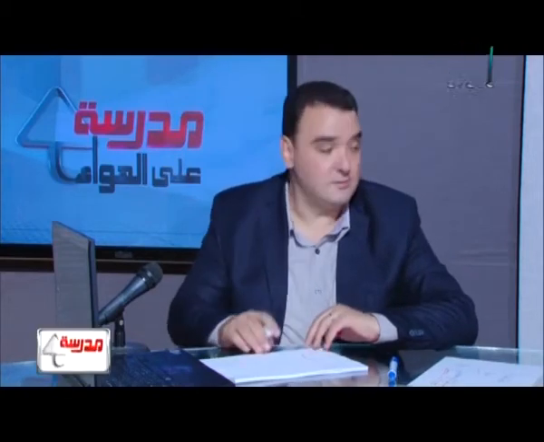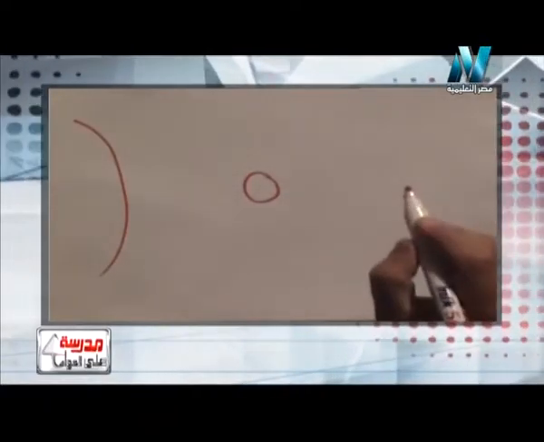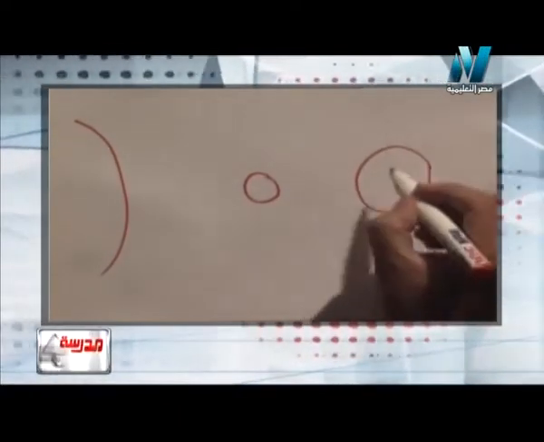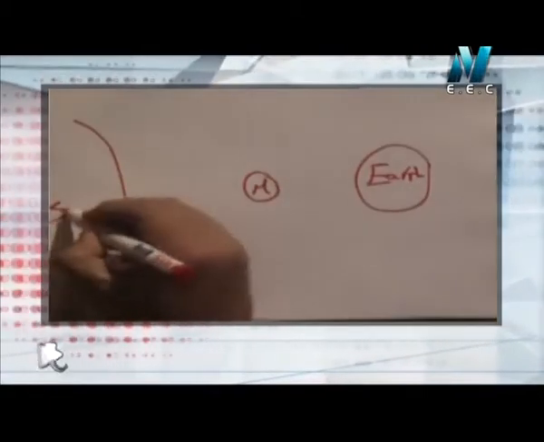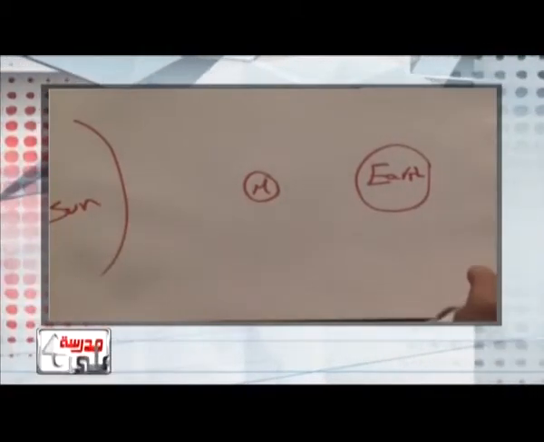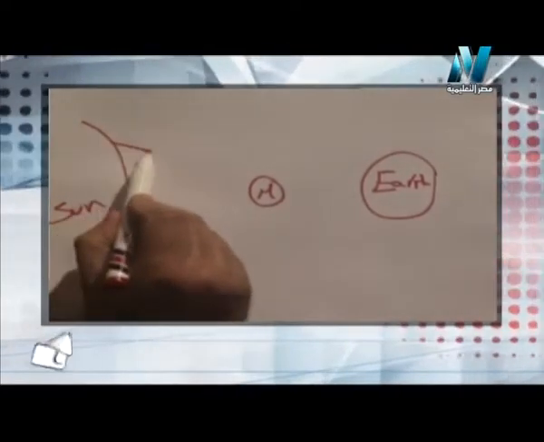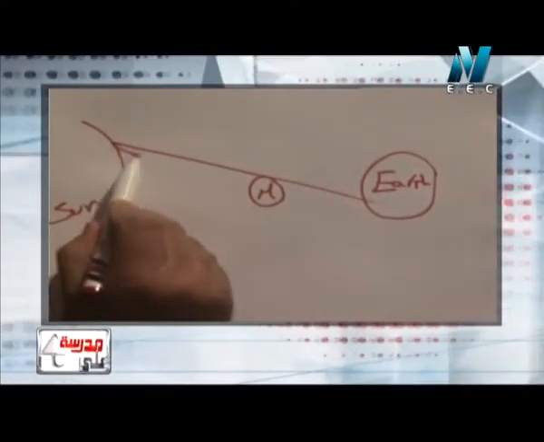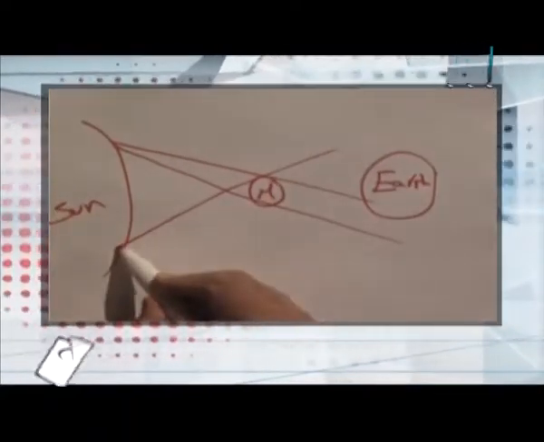Okay? Imagine that I have a sun here, and the moon in the middle between the sun and the earth. Okay? This is the earth and this is the moon. Here is the sun. We know that sun rays travel in a straight line like any light rays. So they will travel like that. Okay? They will travel in these straight lines like that.